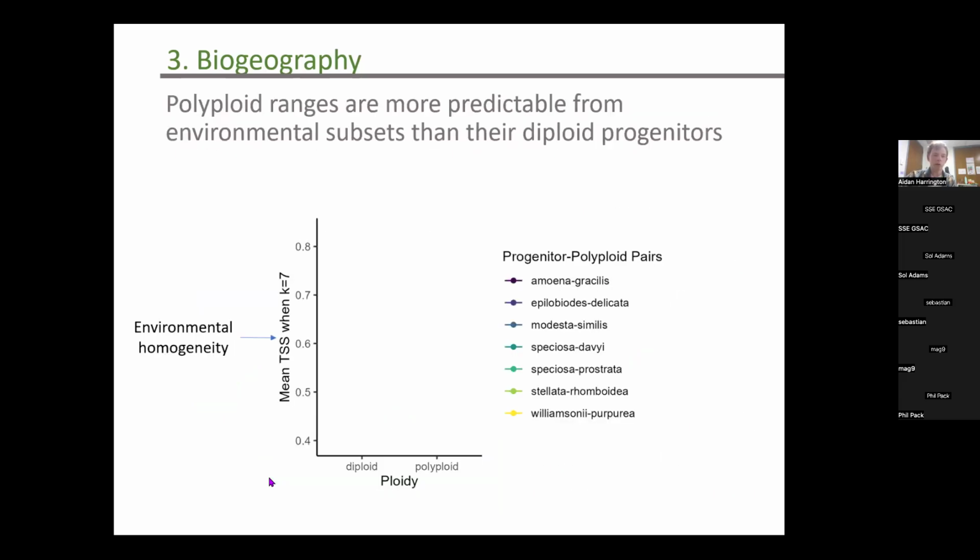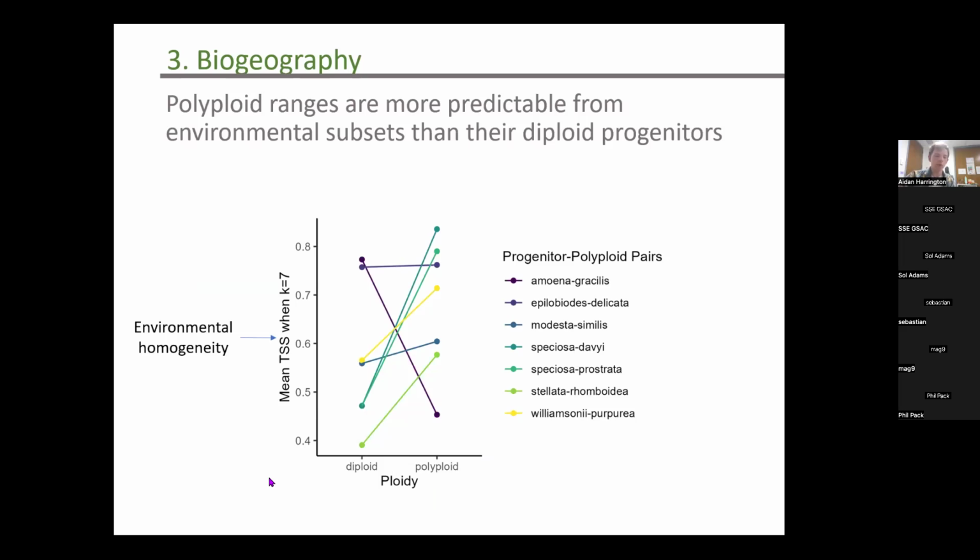Okay, so we're going to look at these results in terms of our diploid progenitor and polyploid pairs. On the x-axis, again, we have ploidy. On the y-axis, we have TSS. And I'm just showing you the results from when k-means clustering was done at k equals 7, which is basically the most restrictive, or most conservative, scenario, because we have the smallest sets of clusters in this case. And this is what we find.